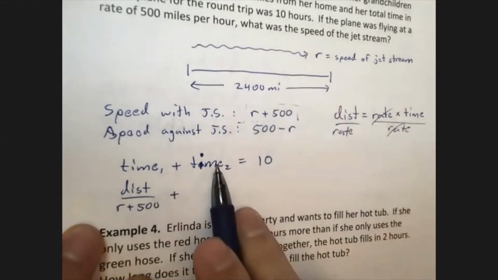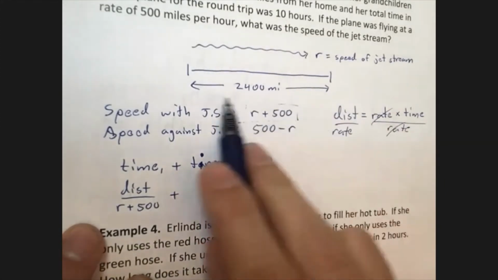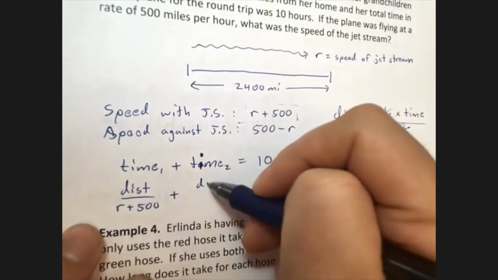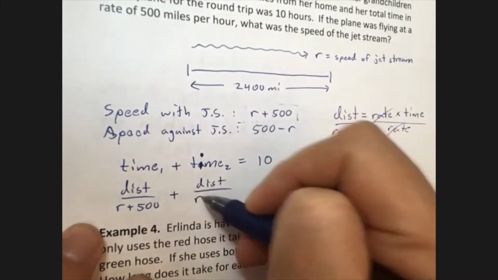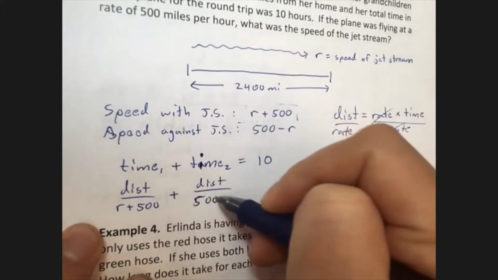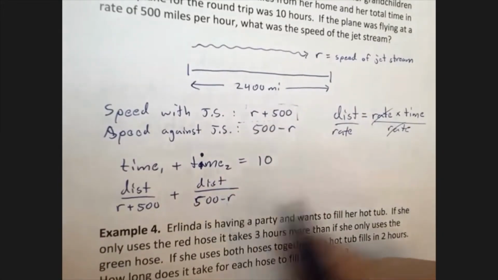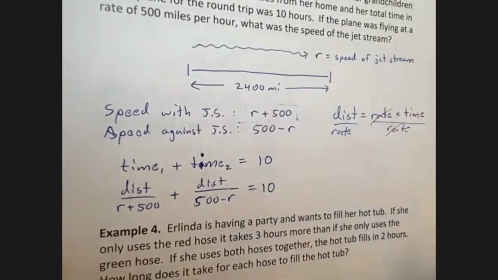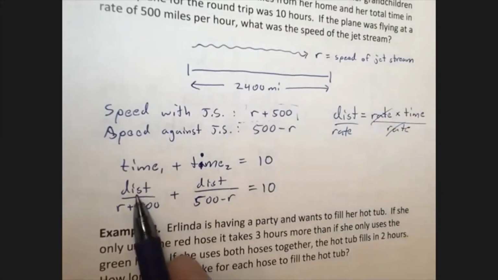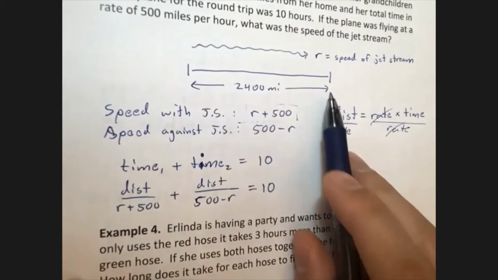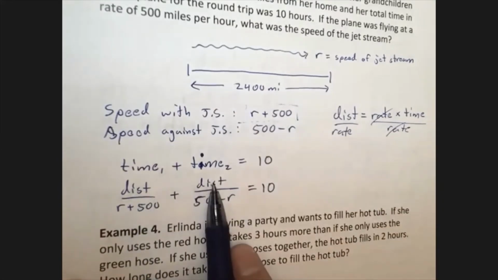The time in the other direction, say when we're going against the jet stream, is for the same distance, right? But it's 500 minus r, because that's again distance divided by rate equals 10. Moreover, we know a little bit more. We know the distance, right? The distance is 2,400, and that's the same in both directions.